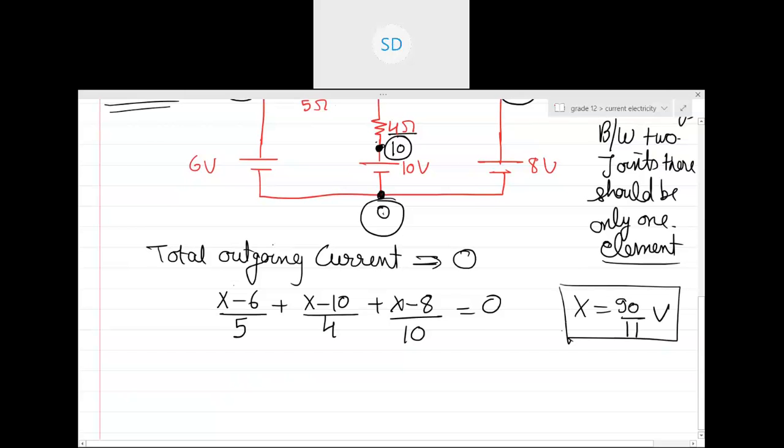I got 72 by 11. You got 72 by 11? Are you sure? Let me check once again. 5, 4, 10. What is the least common multiple? I think 20. No, sir. It's 90 by 11. 90 by 11. Okay?